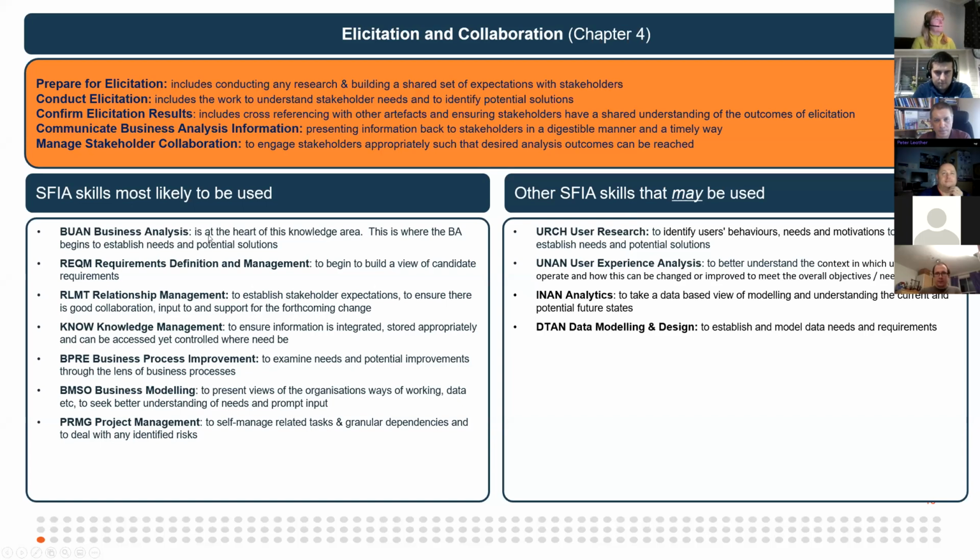So just have a quick walk through this one. As I say, this is where you're doing your elicitation and getting the elicitation results back together. So you're working with your stakeholders, you're really pulling the information out of them at this point and then just confirming it. You're not necessarily going back, that's a different chapter, when you go back and present the results and present your findings. This, I think, is really about gathering the information. So when you're doing that, this is saying that you're doing business analysis, BUAN, you're doing requirements definition and management, REQM, you're doing relationship management, so you're establishing stakeholder expectations to ensure that there's good collaboration, input to and support for the coming change. So that maps to our RLMT, which doesn't have a nice easy short word for it, so relationship management. Knowledge management, this one crops up quite a lot actually, which was interesting, because I guess that's what we do as BAs, we gather information.